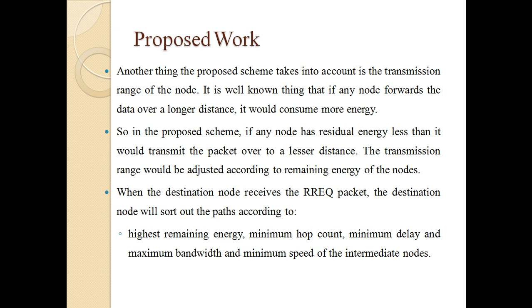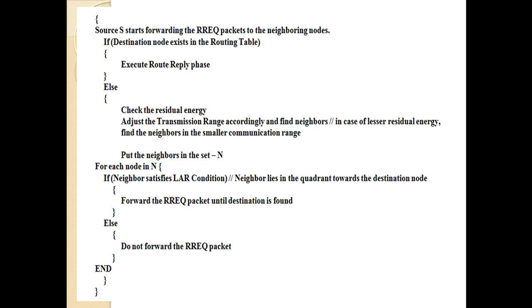Thus, the transmission range is being adjusted according to the remaining energy of the nodes. So in the end, when the destination receives the route request packet, the destination will then sort out which path to be chosen according to the highest remaining energy, minimum hop count, minimum delay, maximum bandwidth, and minimum speed of the intermediate nodes. This is the algorithm which has been modified and is being used in my thesis.